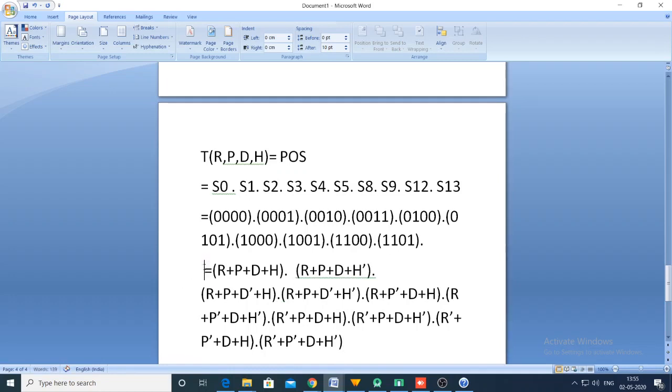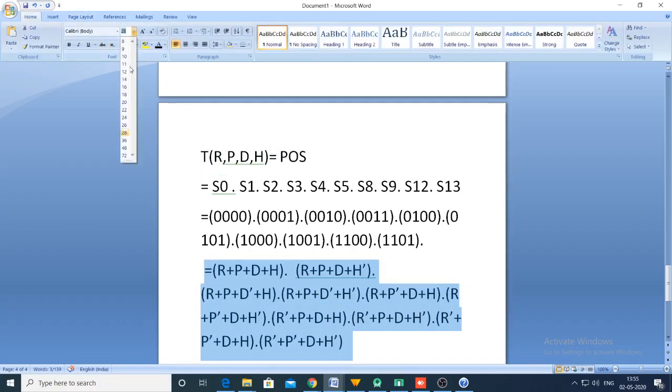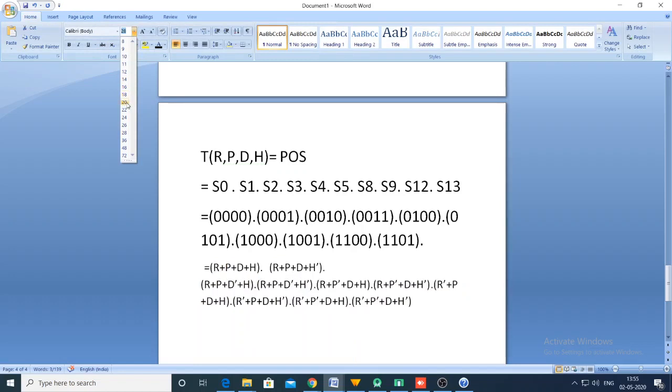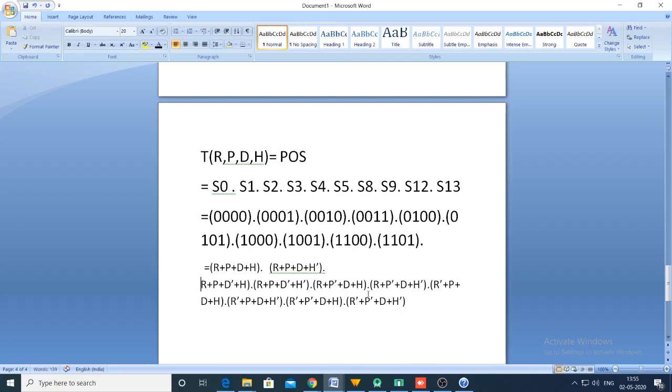Okay, so this is the POS expression of the resultant variable T. Okay, so this is the one. So when you minimize, you can see clearly, isn't it? Yes. Okay.